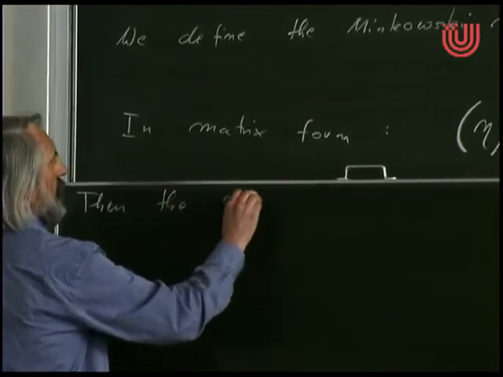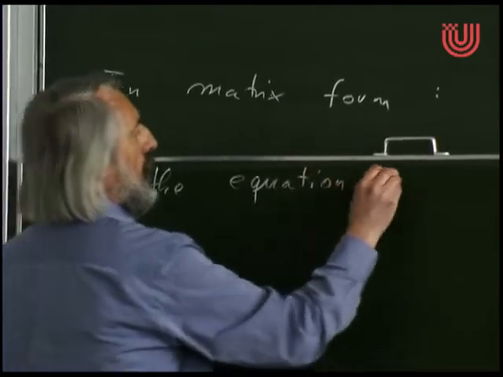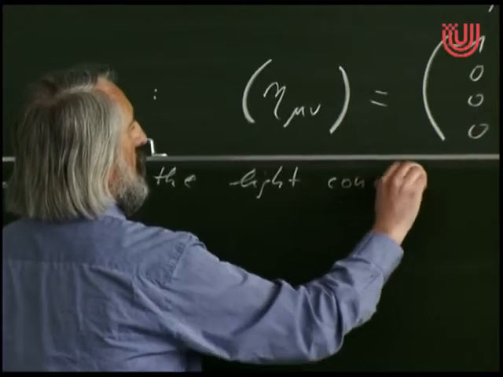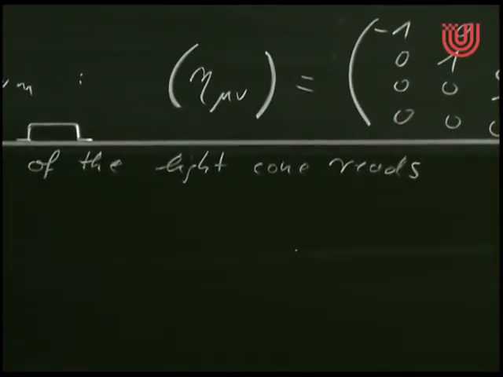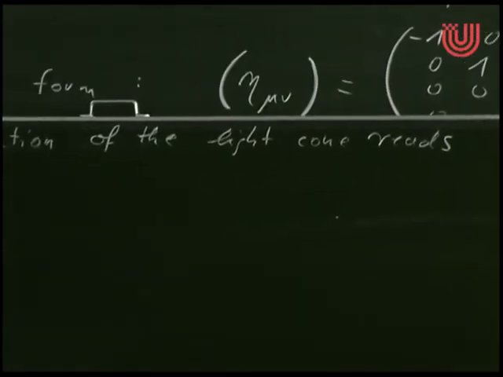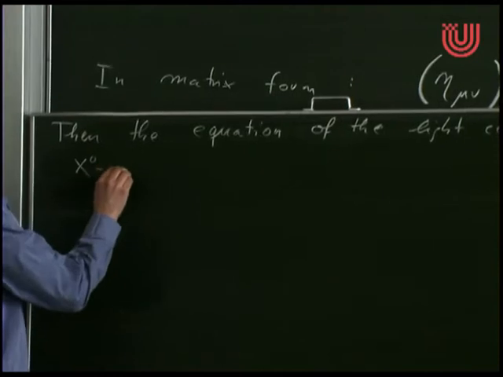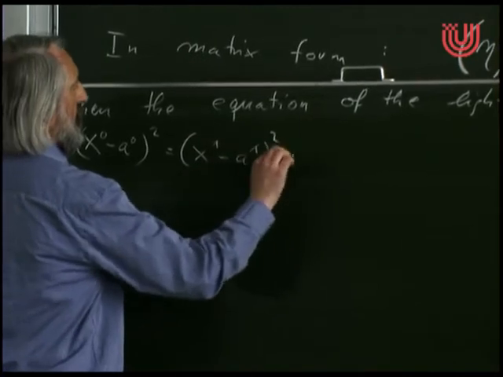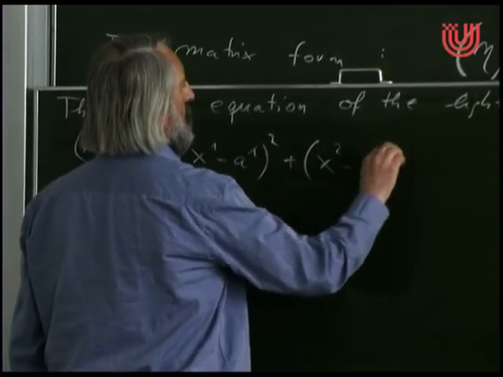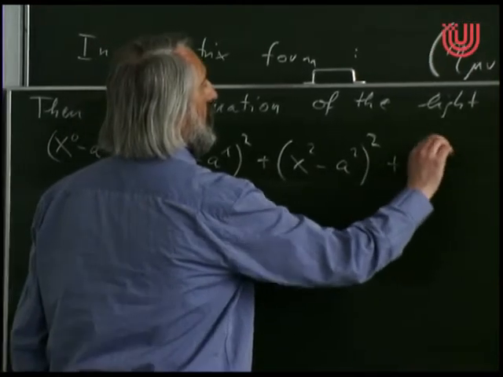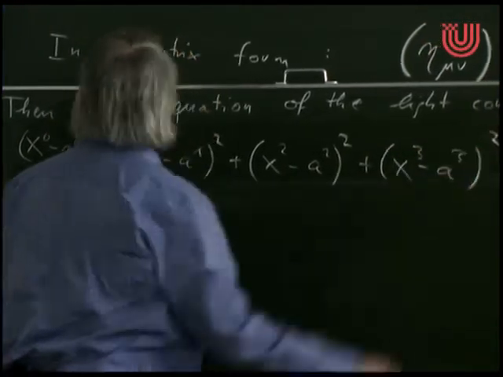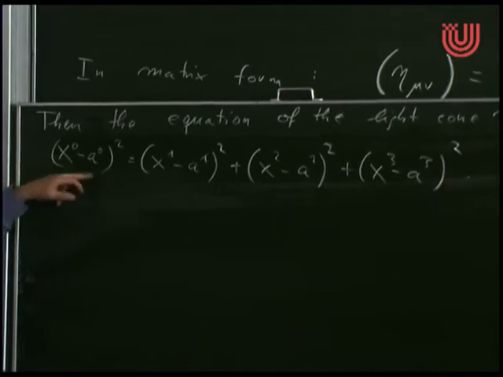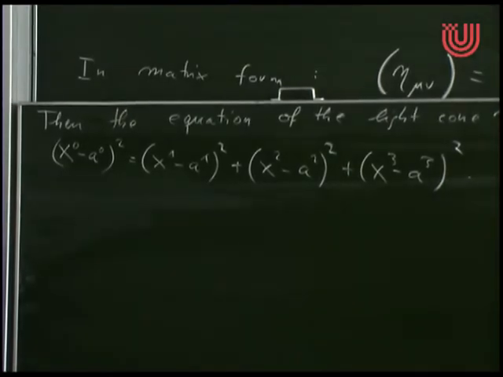Then the equation of the light cone. Well, let me remind you how I've written it before. I've written it before in this way: x0 minus A0 squared is x1 minus A1 squared plus x2 minus A2 squared plus x3 minus A3 squared. Now I can take this to the other side and it becomes a minus sign. And for these differences I just write delta x. So I can write it in this way.